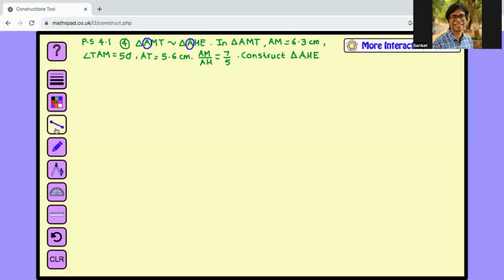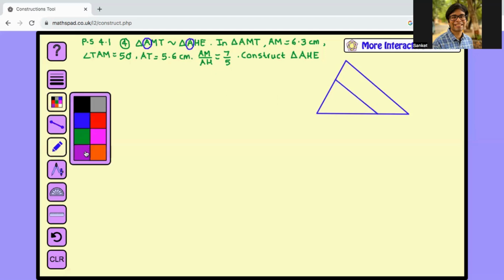So always we start with drawing a rough figure, and our rough figure will look like this. Our first step is always to label the common vertex. The common vertex over here is A, and I will label it over here because this vertex is common to both the smaller triangle and the bigger triangle.